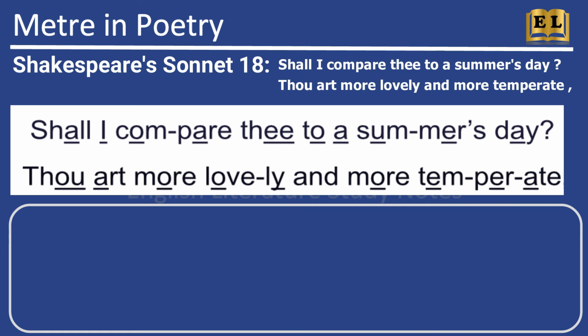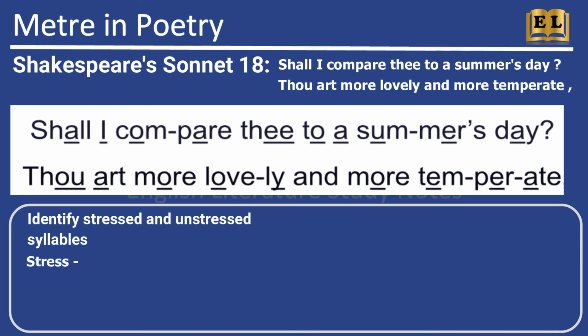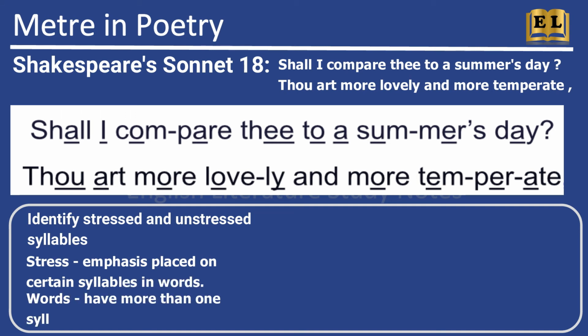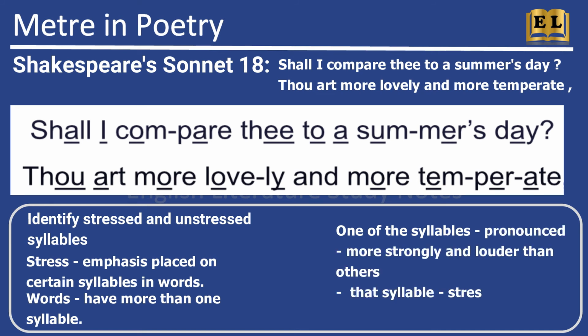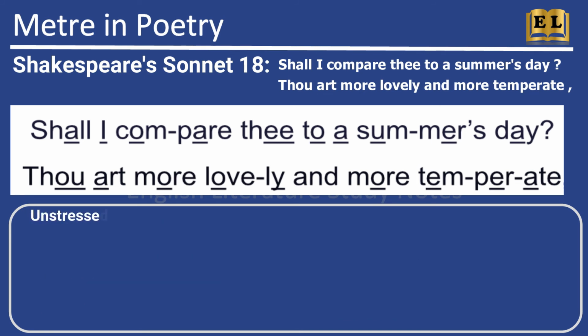Next step is to identify stressed and unstressed syllables. Stress refers to the emphasis placed on certain syllables in words. Most words have more than one syllable. One of the syllables is pronounced more strongly and louder than others. That syllable is stressed or accented. Unstressed syllables are usually not pronounced with such emphasis and they are not pronounced as clearly as others.